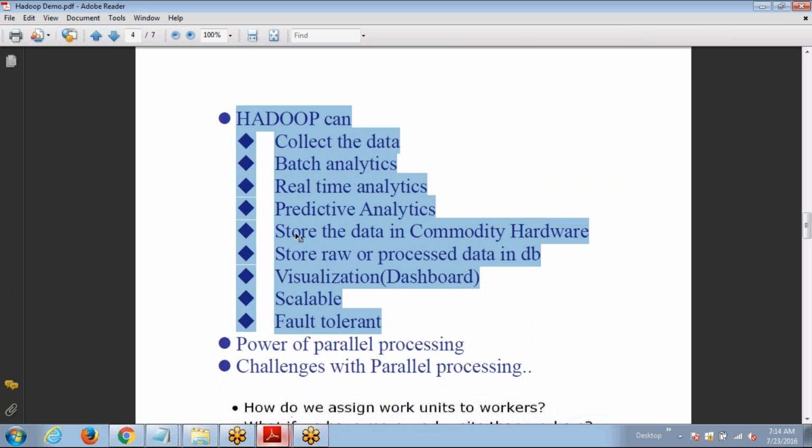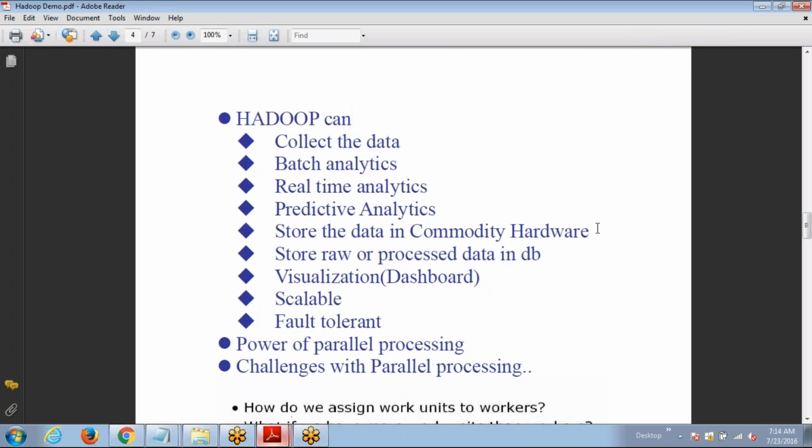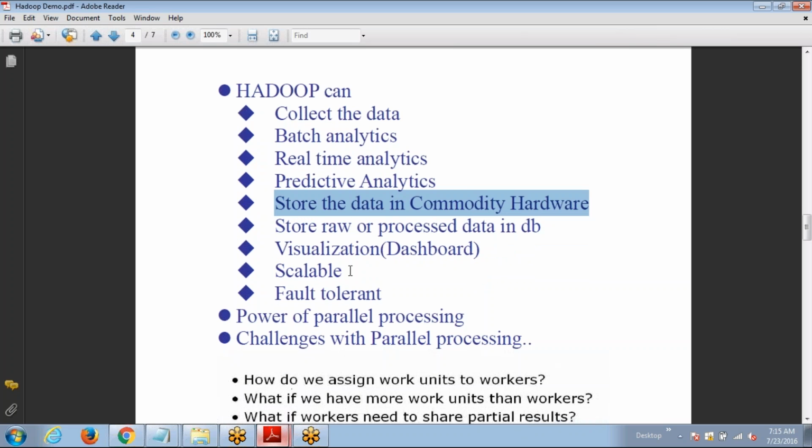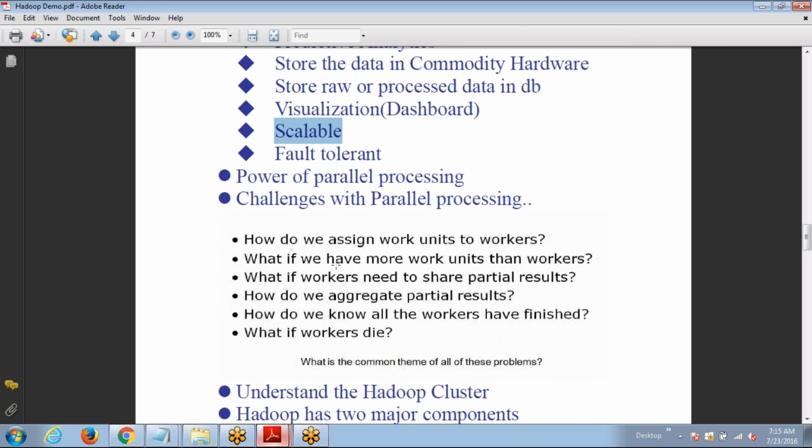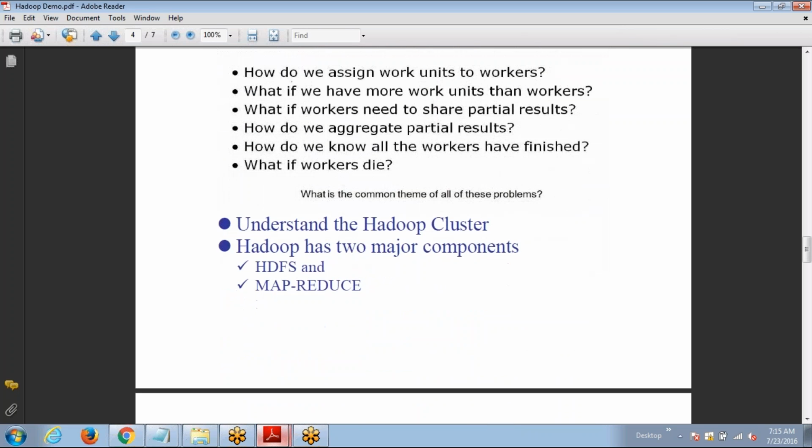The special feature of the Hadoop framework is that it can store the data on commodity hardware, so equipment purchasing for your organization will be very low in terms of storing your data, and it is scalable. What I mean by scalable is that as you have more data, you can add more computers to the network. We have seen that thoroughly. We have also seen the power of parallel processing, and the challenges of using parallel processing, which you have to understand carefully.